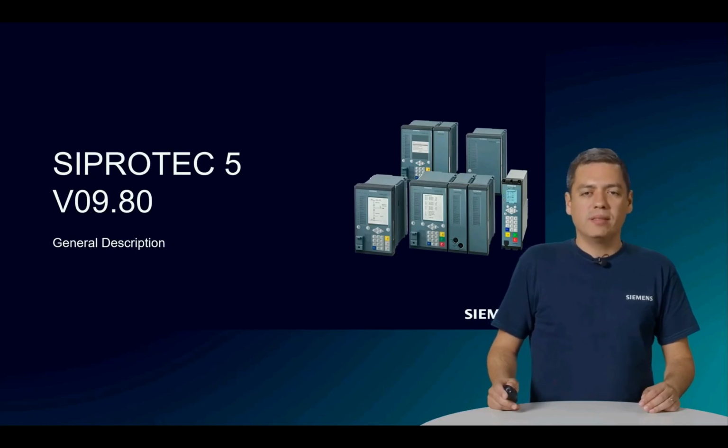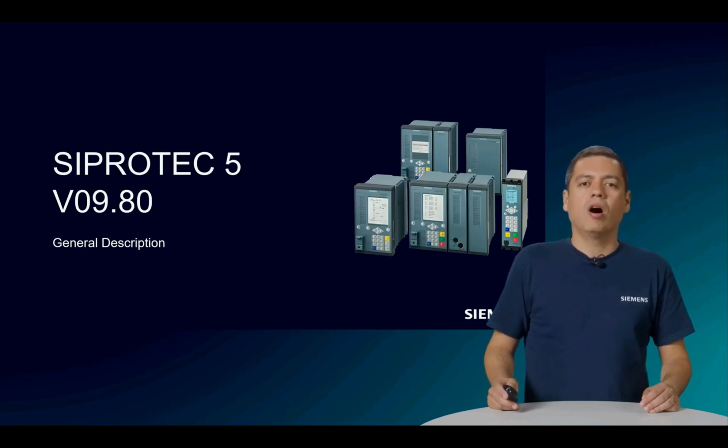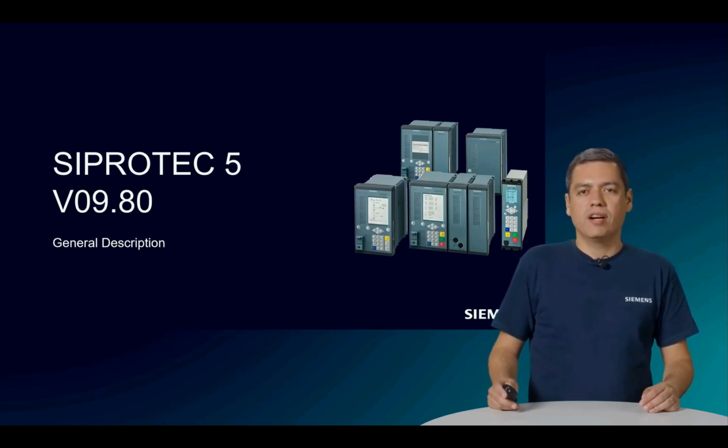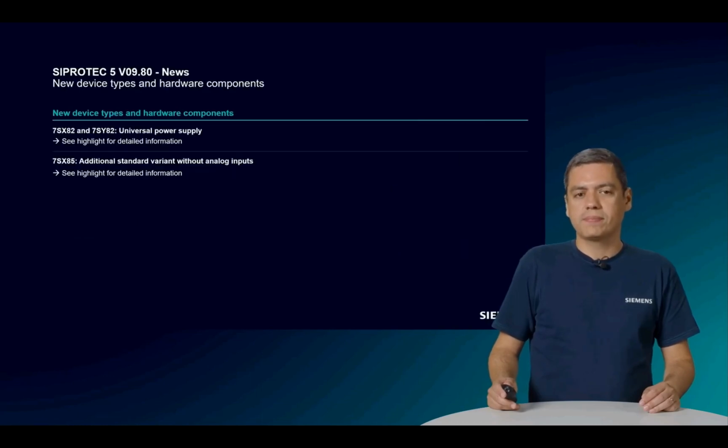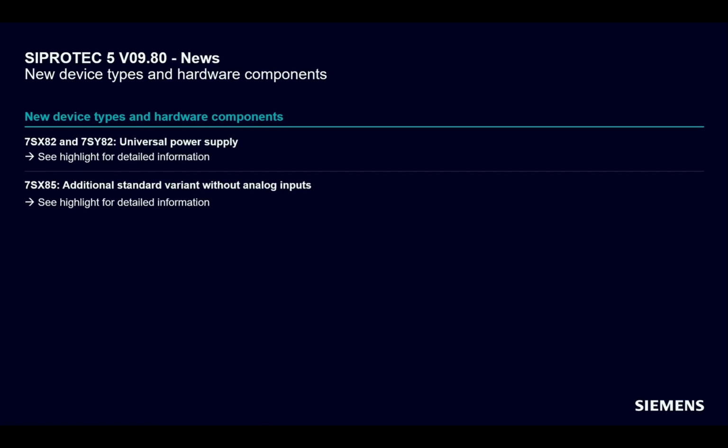Let's now present the general description of all features released in version 9.80. Regarding new device types and hardware components, we have the 7SX82 and 7SY82 universal power supply, already presented before, and the 7SX85 additional standard variant without analog inputs, already presented before.